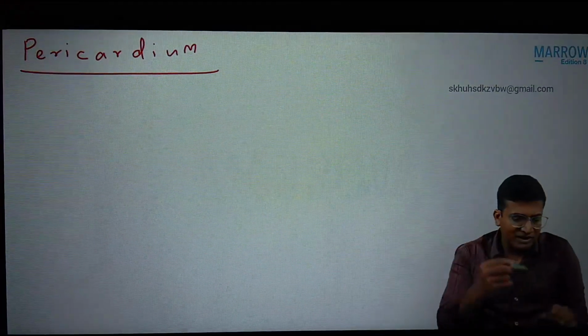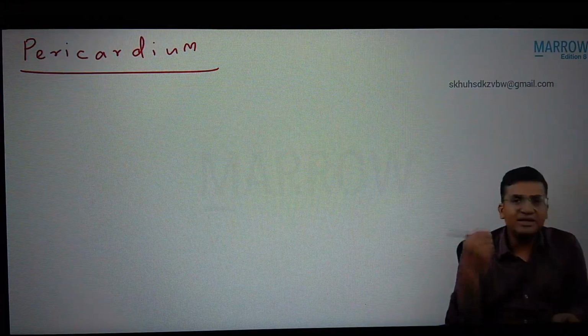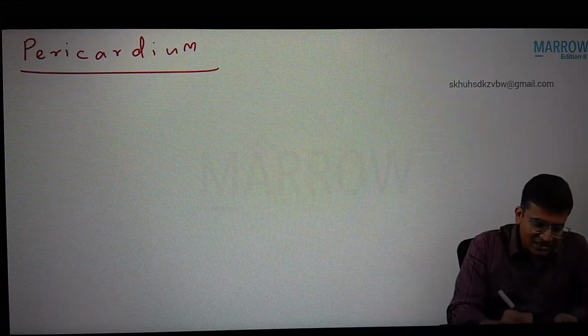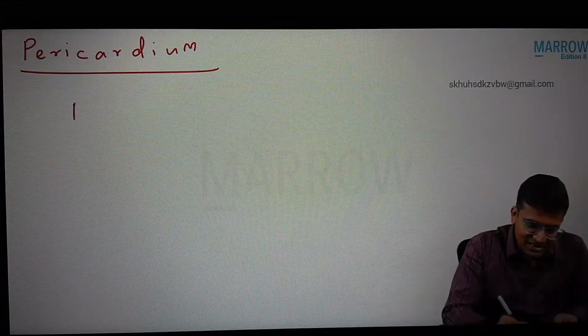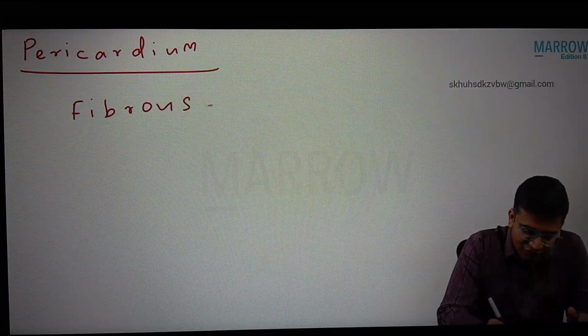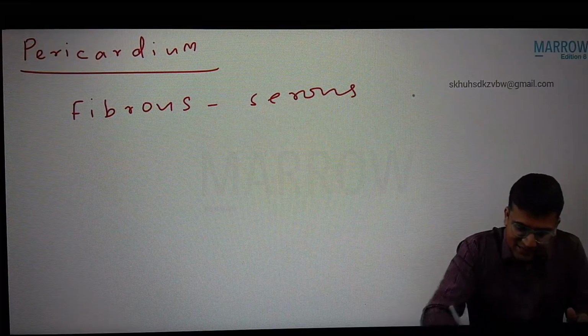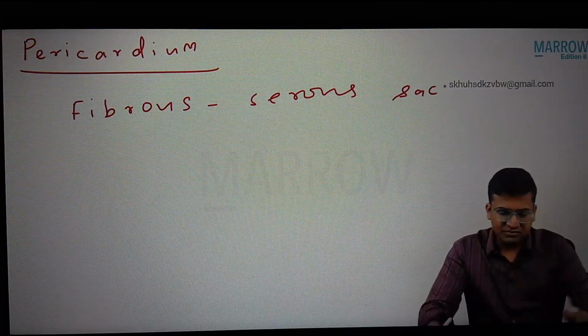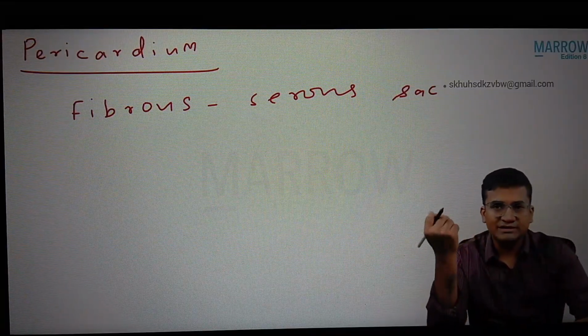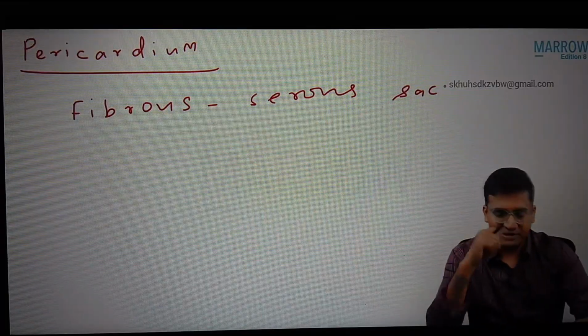So now we're going to start the pericardium, the next topic after the external features of the heart. Now, what is the pericardium? The pericardium is nothing but a fibrous and serous sac. It is made up of two layers, the fibrous layer and the serous layer.